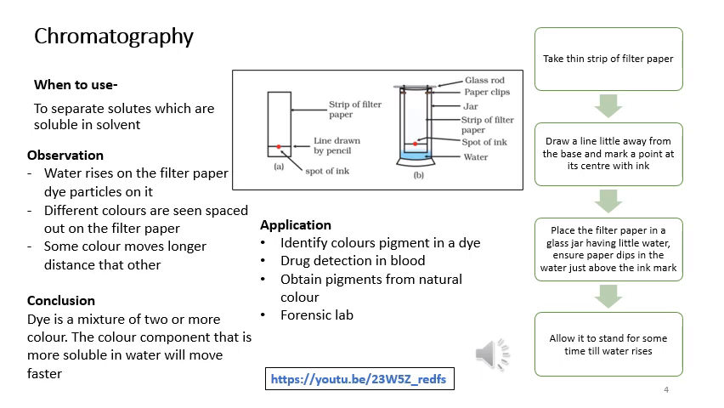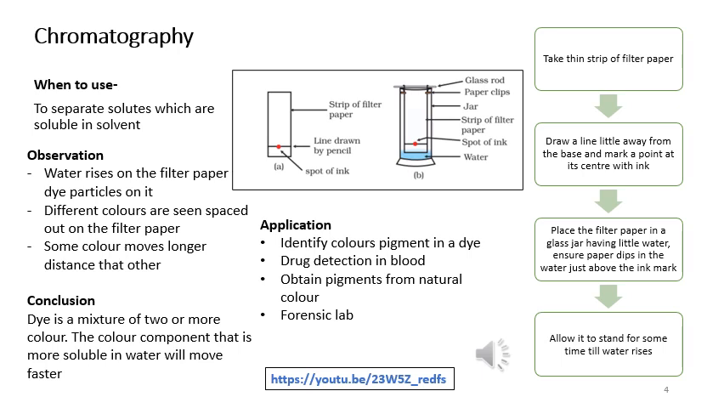The color component that is more soluble in water will move faster than the one that is less soluble in water. Where do you think this technique is used? It is used to identify color pigments in a dye. Like we said, what is that blue ink made up of? Which colors make that blue ink?